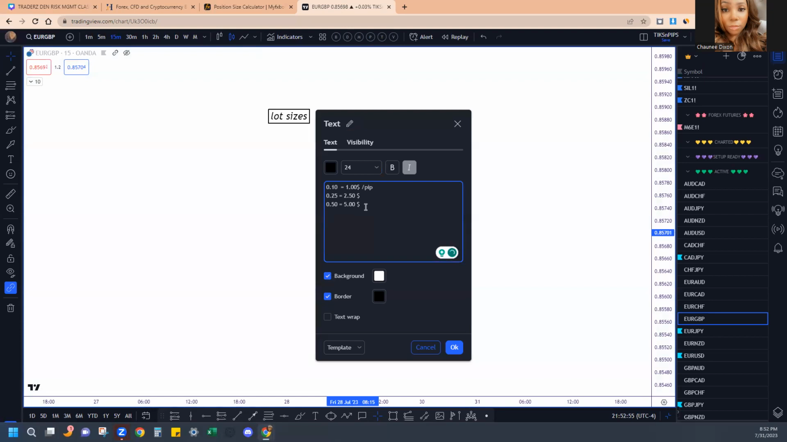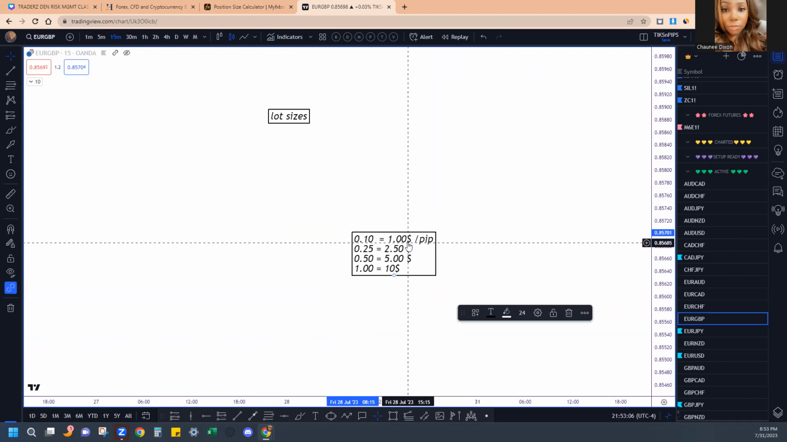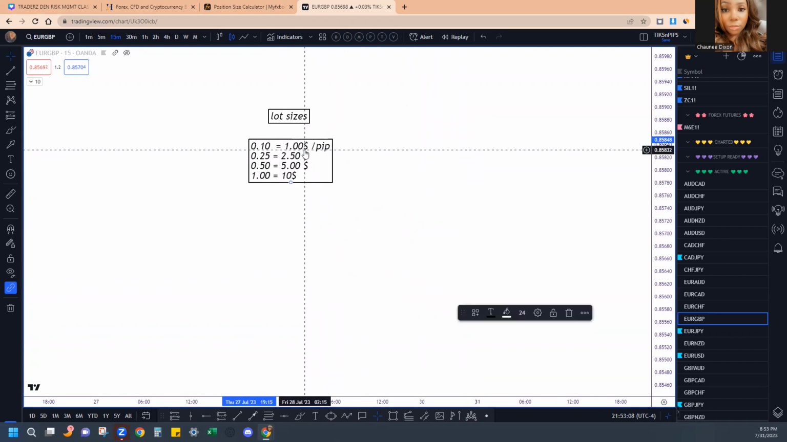And then next we have the 1.0 lot size, which is $10. And so forth and so forth. So that's how the lot sizes work. Does that make sense? Or do y'all need me to delve any further into that?